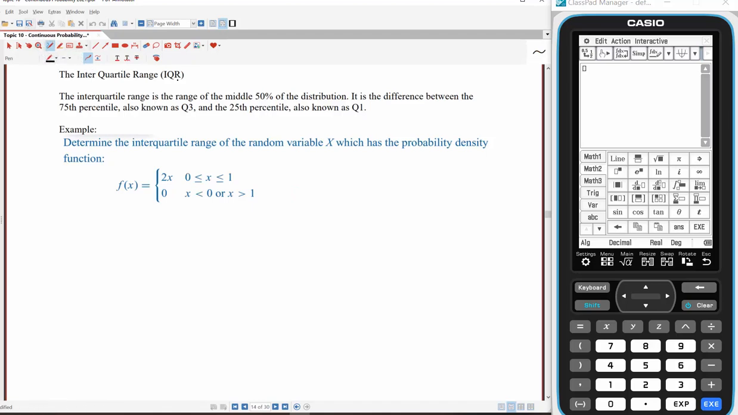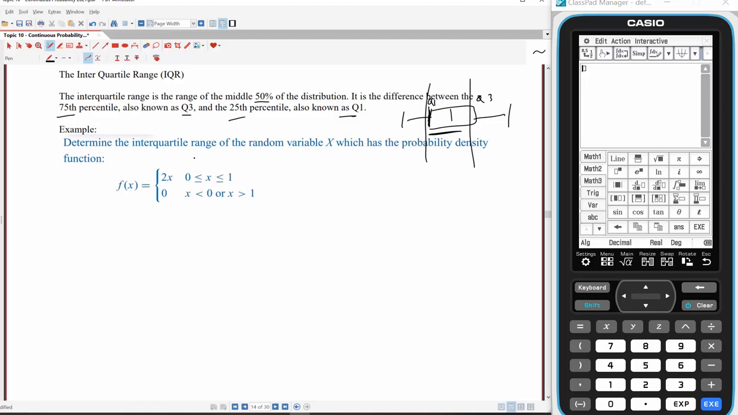Okay, and on to the interquartile range. So the interquartile range is the range of the middle 50% of the distribution. The last time you saw IQR was in year 10, I think. It's the difference between the 75th percentile, known as Q3, and the 25th, known as Q1. The last time you saw these was as box plots, and the IQR was this part here, which is the Q3, take away this part here, which is the Q1. We used to use it, and we still do, when the data has outliers, because Q3 and Q1 are a better representation of the spread of the data.